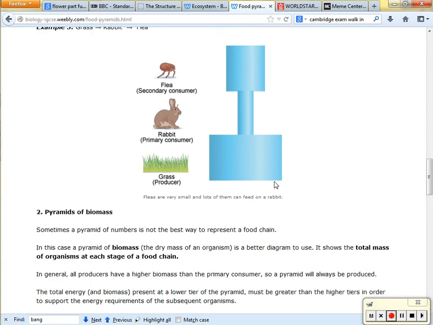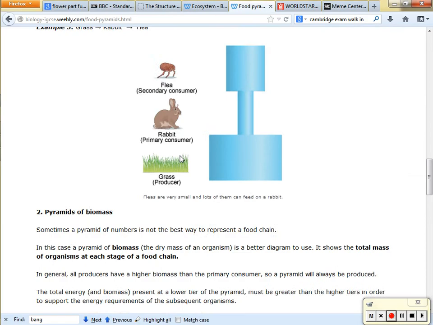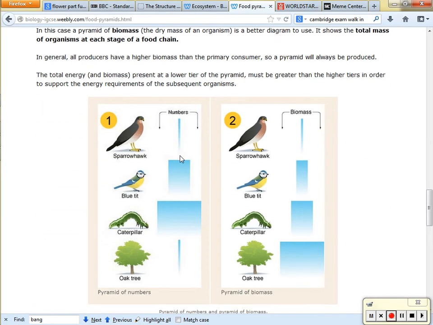So a way to get over the pyramid of numbers not looking right, because it does not take size into account, is to try a pyramid of mass. So a pyramid of mass tells you the mass, how much dry material is there. So pyramid of mass fixes a pyramid of numbers. If it was numbers, it would show this one tree to 1,000 caterpillars, 100 birds, 10 sparrowhawks. But when you go for mass, it shows it back as a regular pyramid.